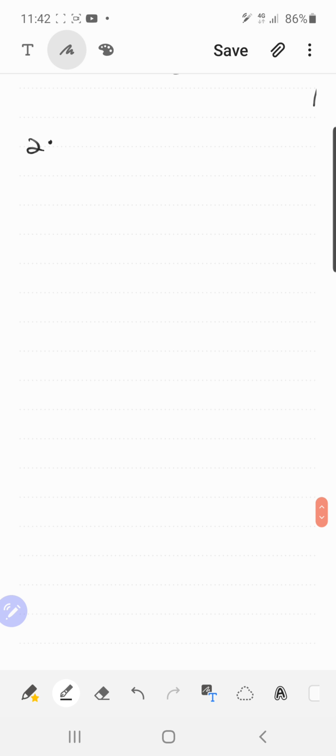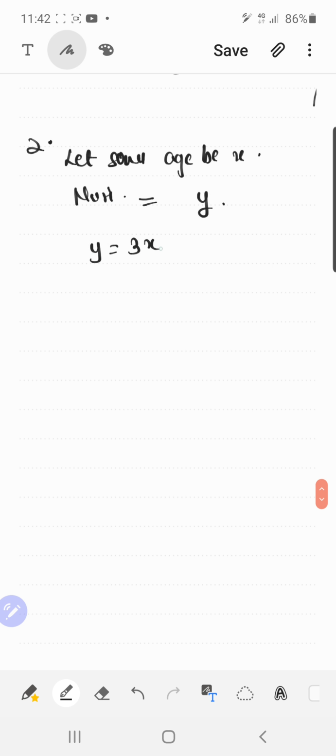Problem number 2 says, 5 years ago Nuri was thrice as old as Sonu. So we do not know Sonu's age. So let Sonu's age be x, and Nuri was thrice. If I am keeping Nuri as y, then y is equal to 3x. Nuri is 3 times Sonu. Okay. Then further it says 10 years later.